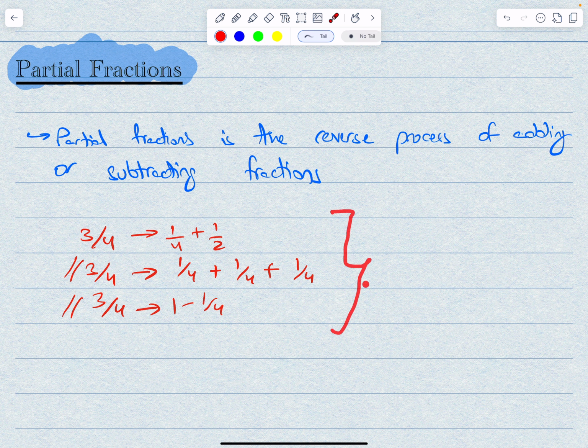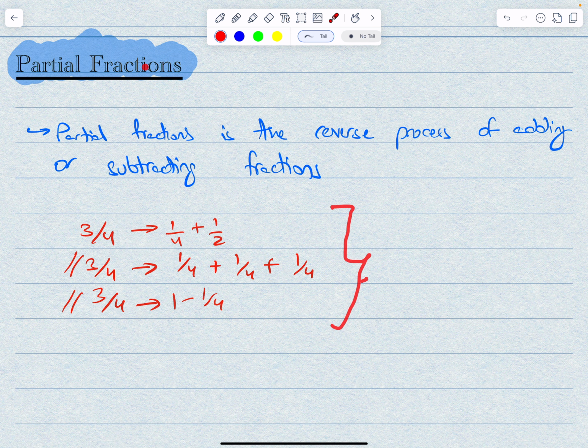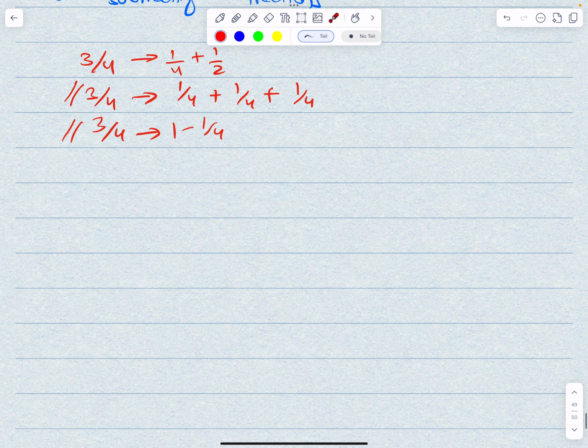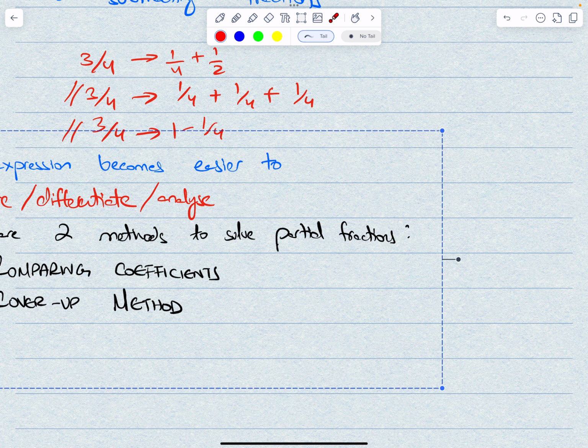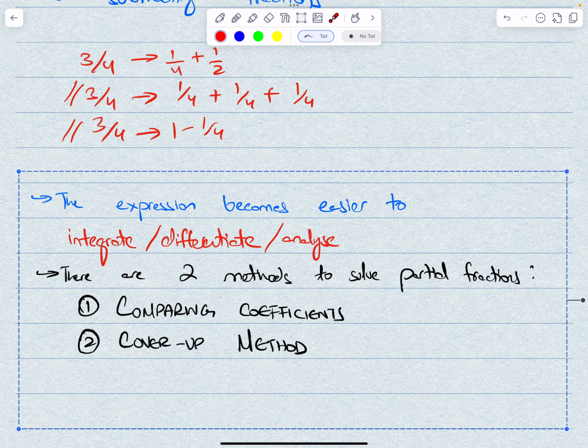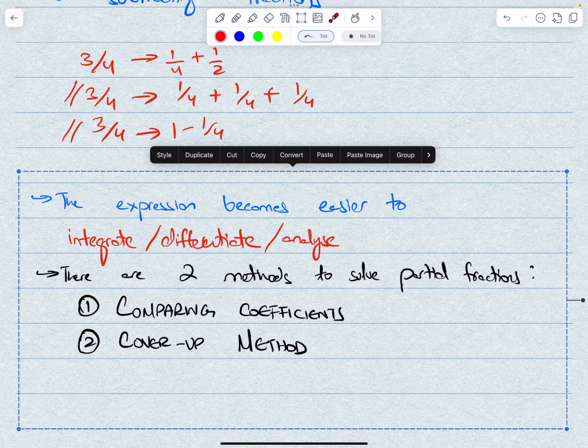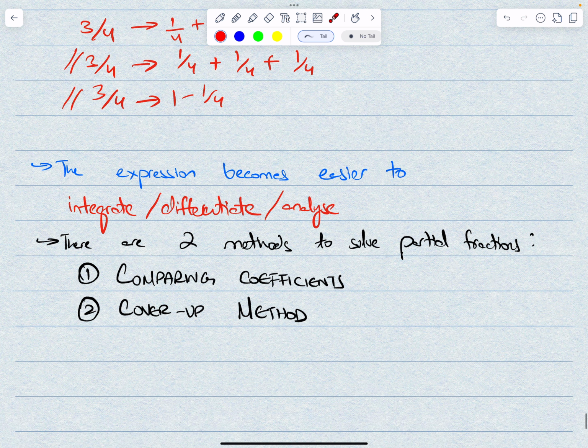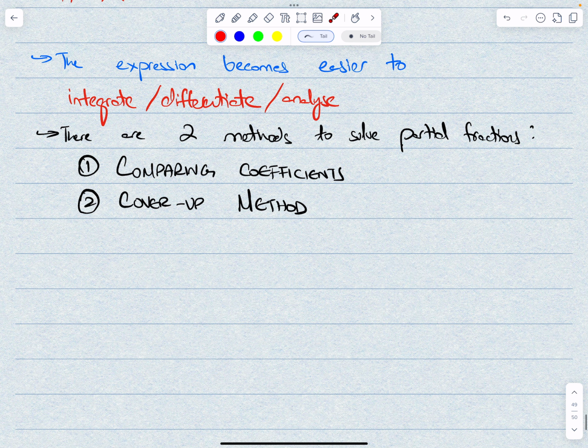But when I'll be given a partial fraction question, it will involve a rational fraction. That is, both the denominator and the numerator will be a polynomial. And why do we use partial fractions? We use partial fractions because the expression becomes simpler to integrate or differentiate, or maybe just simply analyze.